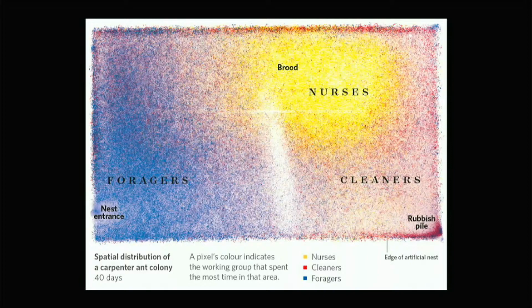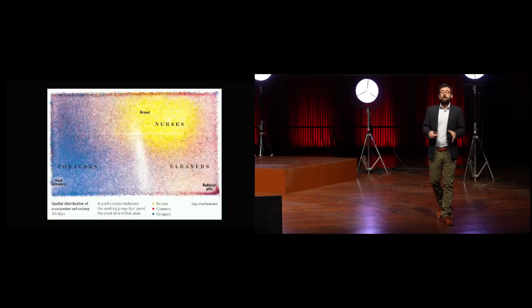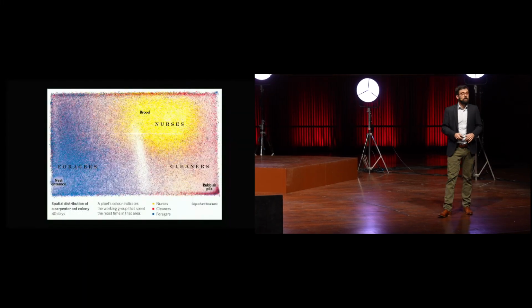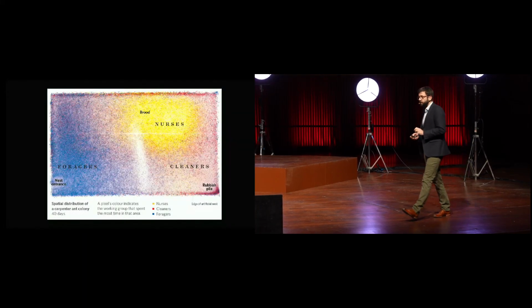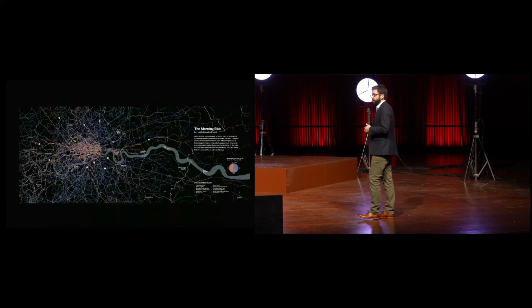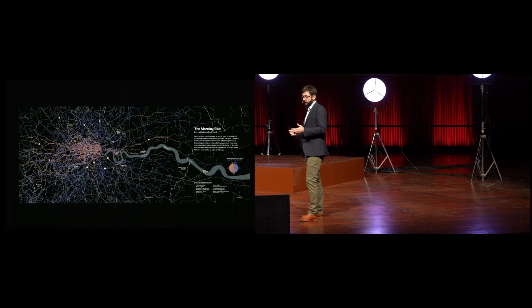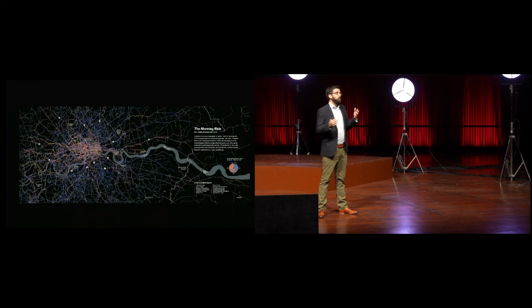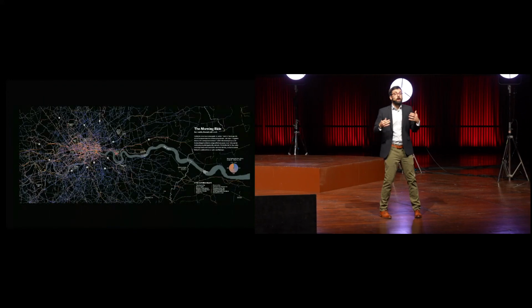You can also look at the data and reveal that the ants change jobs throughout their life as their interactions vary and as they age. They start off as nurses doing the babysitting, they graduate on to becoming cleaners, and then they finish their life as foragers. And so it's an enormous complexity of data that you can actually distill down into a single image. Now, of course, if we're tracking ants, as I said, what else are we doing?